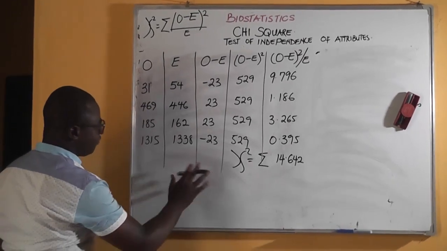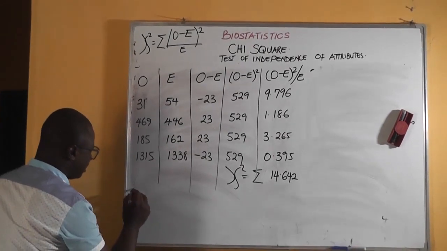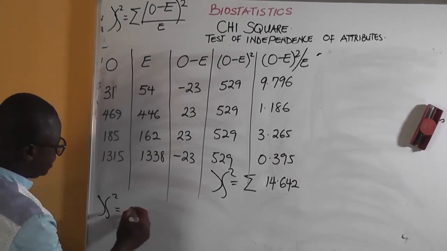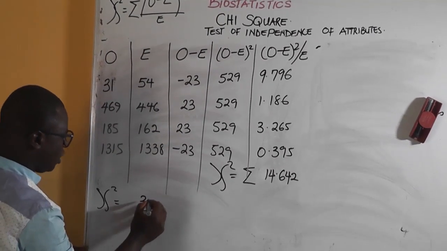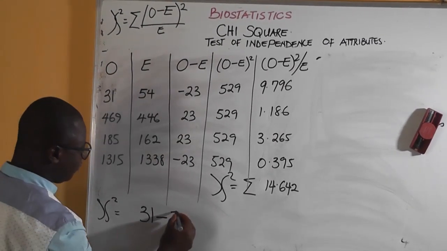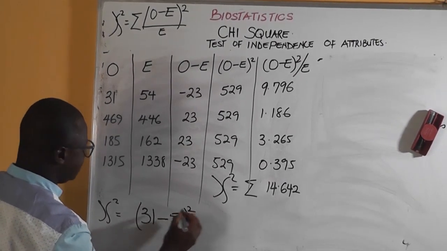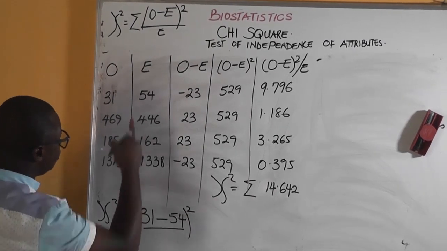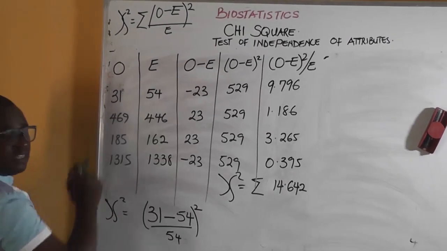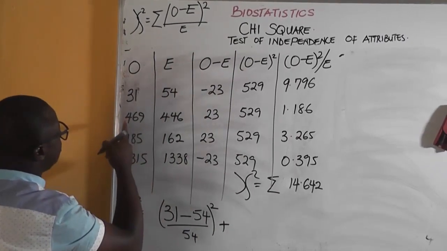This one now I'm going to use the formula method. This is our formula. For the first one, chi-square is equal to what? Our observed value is 31. So I'll write 31 minus, following the formula, the expected value, which is 54. Then everything squared, then all over E, which is still my 54. Now that is for the first observed and expected value. Then I will put plus, because the sum means plus. I'll go to the next one.